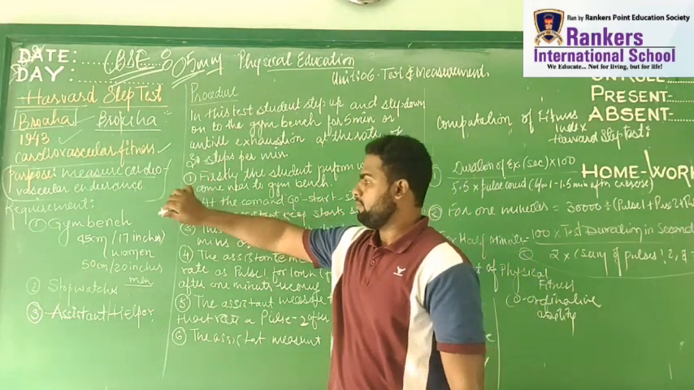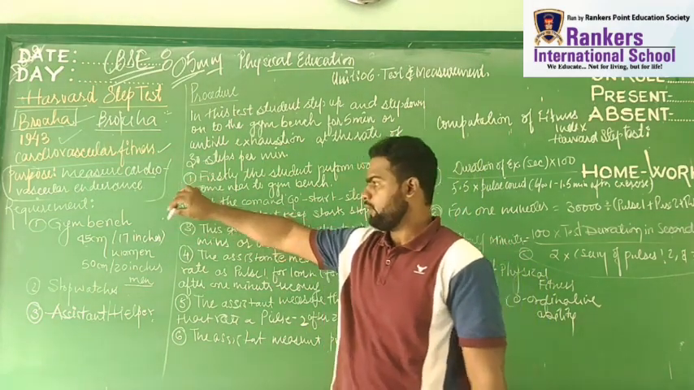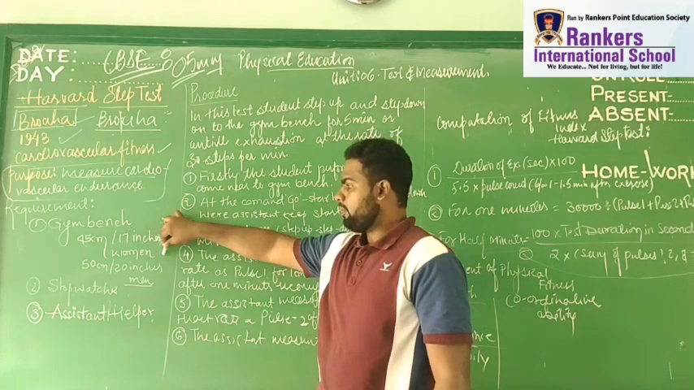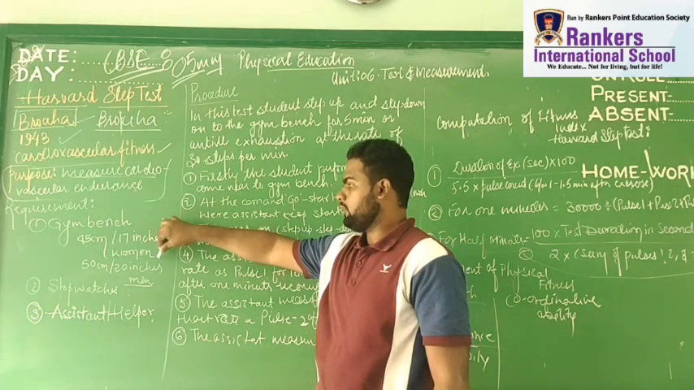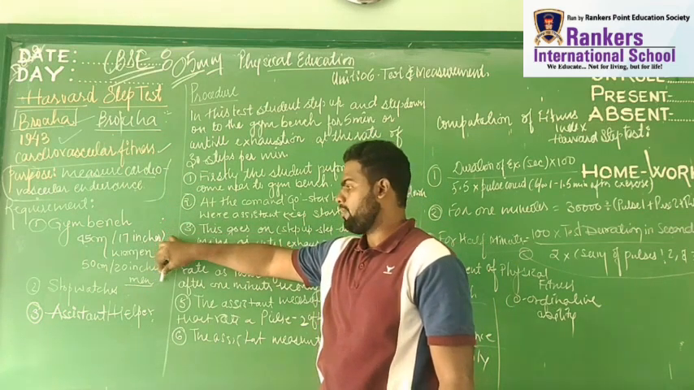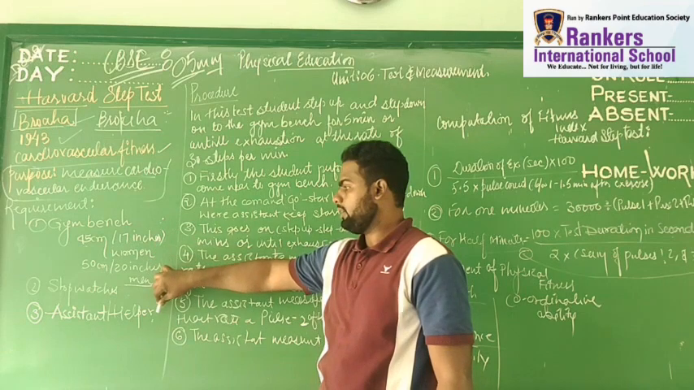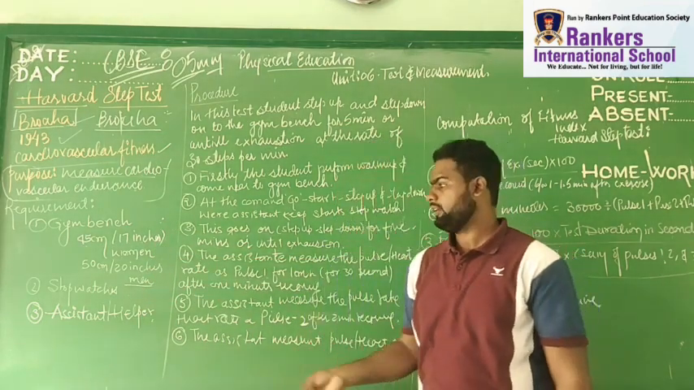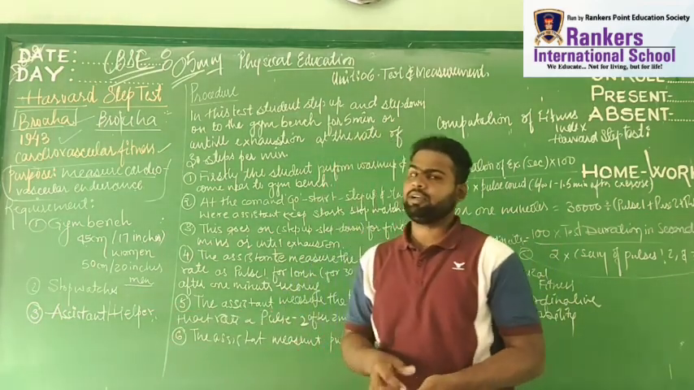First thing is the gym bench. For women it is 45 cm, 17 inches. For men it is 50 cm, 20 inches. The next requirement is the stopwatch. The third requirement is the assistant or helper. These requirements are very important whenever you want to conduct a test.